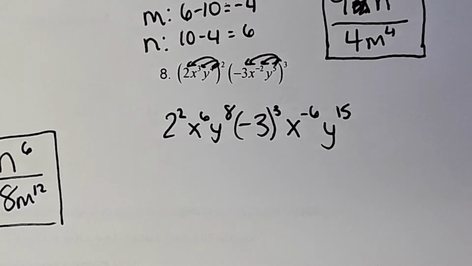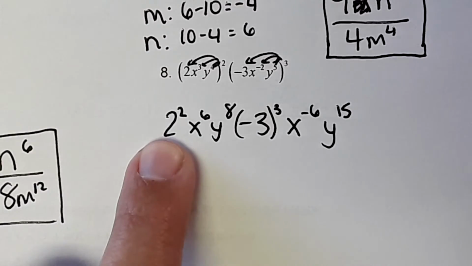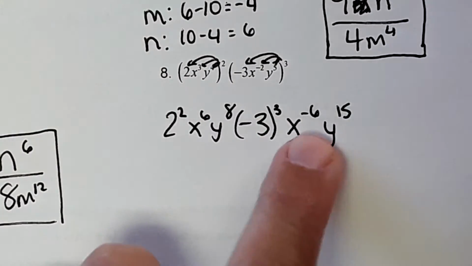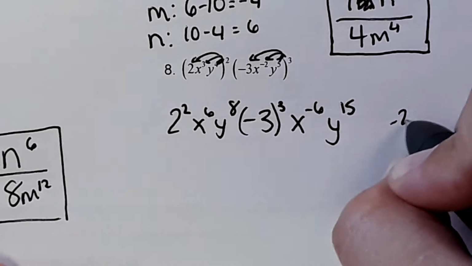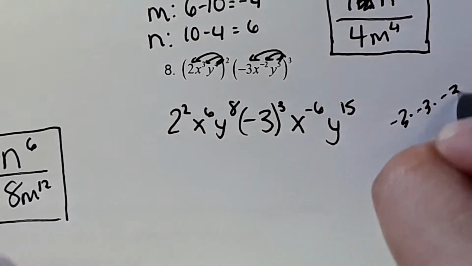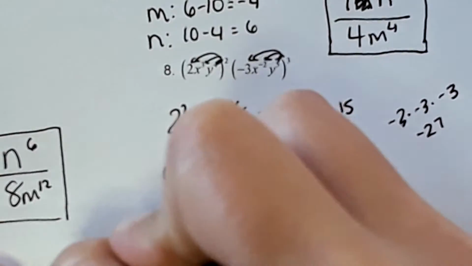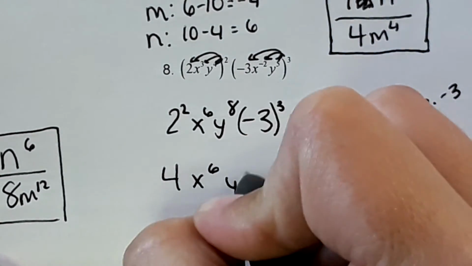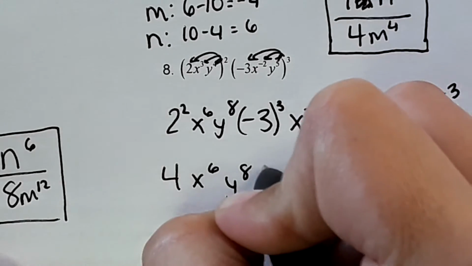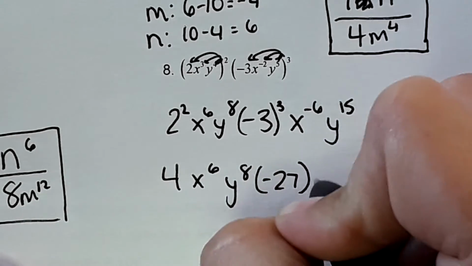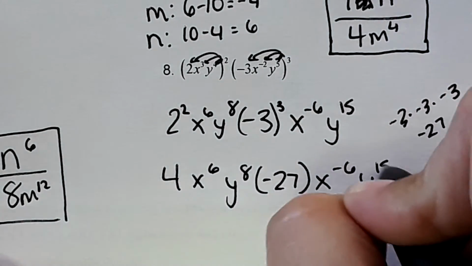Okay, and next step, I'm going to simplify this. 2 squared is going to be 4. Negative 3 to the third power, that would be negative 3 times negative 3 times negative 3, which will be negative 27. So I'm just going to rewrite it as that. So 4x to the 6th power, y to the 8th, times negative 27, x to the negative 6, y to the 15.